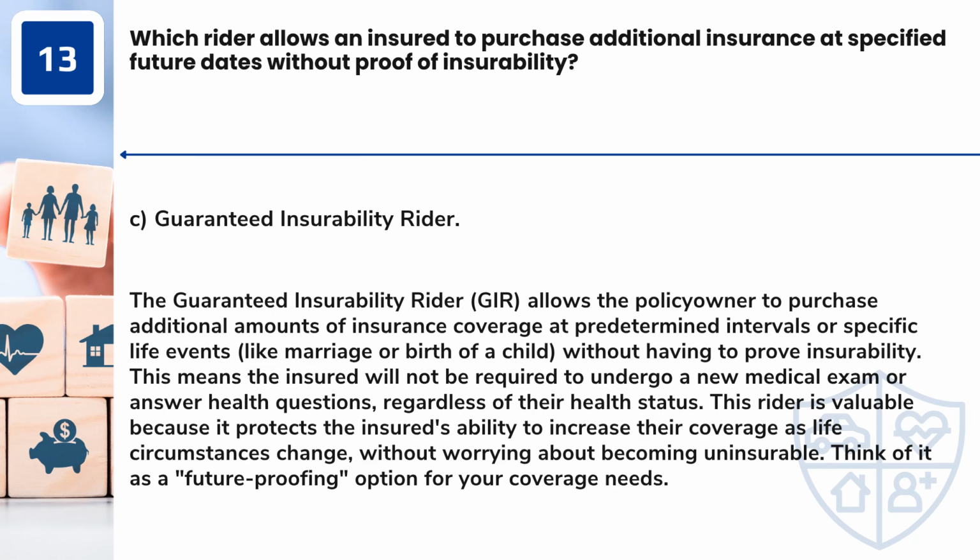The Guaranteed Insurability Rider, GIR, allows the policy owner to purchase additional amounts of insurance coverage at predetermined intervals or specific life events, like marriage or birth of a child, without having to prove insurability. This means the insured will not be required to undergo a new medical exam or answer health questions, regardless of their health status. This rider is valuable because it protects the insured's ability to increase their coverage as life circumstances change, without worrying about becoming uninsurable. Think of it as a future-proofing option for your coverage needs.